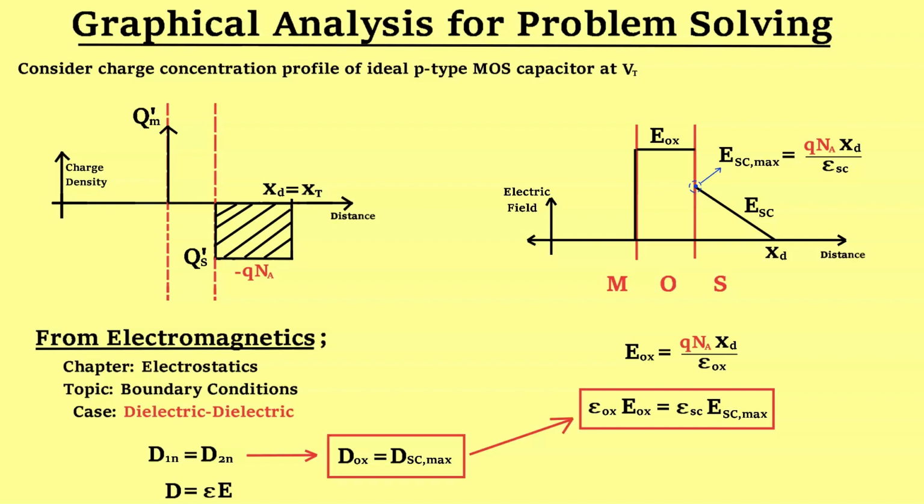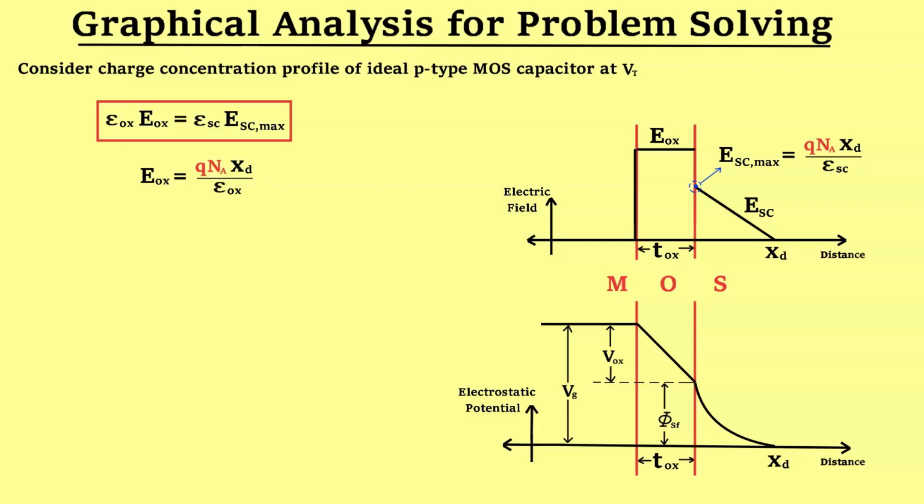So, the given relation can be derived from electromagnetics as well. Now we consider the graph of electric field and the electrostatic potential. We know that the negative of the integral of electric field with respect to distance x is equal to potential drop. If we have to find the potential drop that occurs within the semiconductor, then we will have to integrate this equation with limits of distance from 0 to depletion width and potential drop from surface potential to 0.